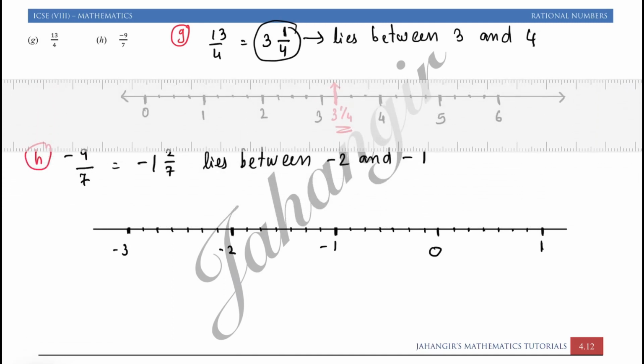Now I have to find minus 1, 2 by 7. So minus 1 is here, this is 1 by 7, this is 2 by 7. So I can put arrows and write minus 1, 2 by 7 here. Put arrows on both sides of the number line, that is compulsory. In this way your number line should look neat and clean.